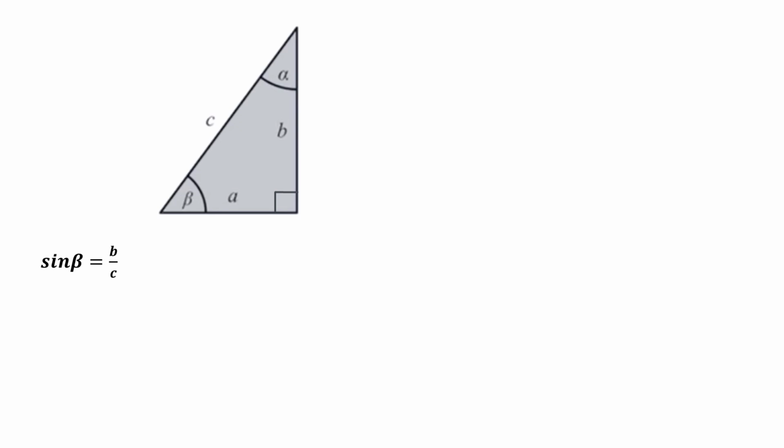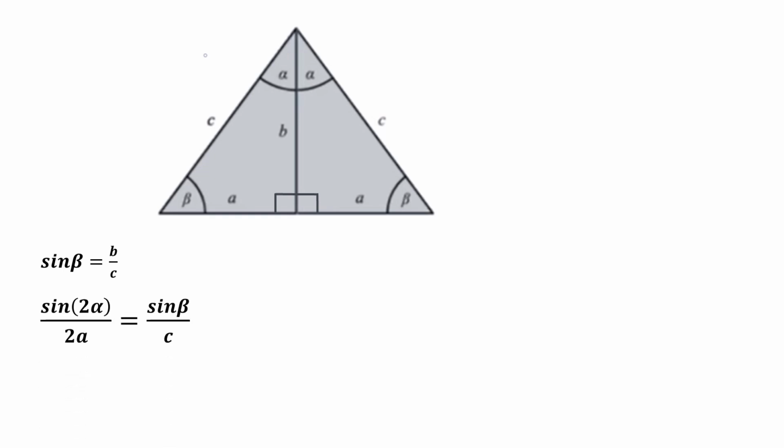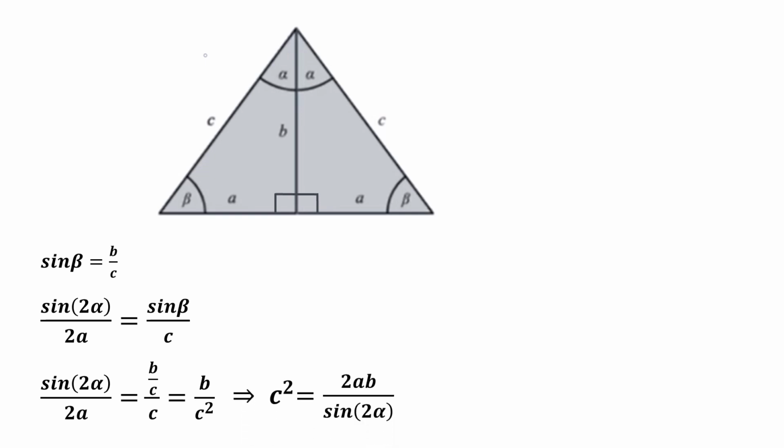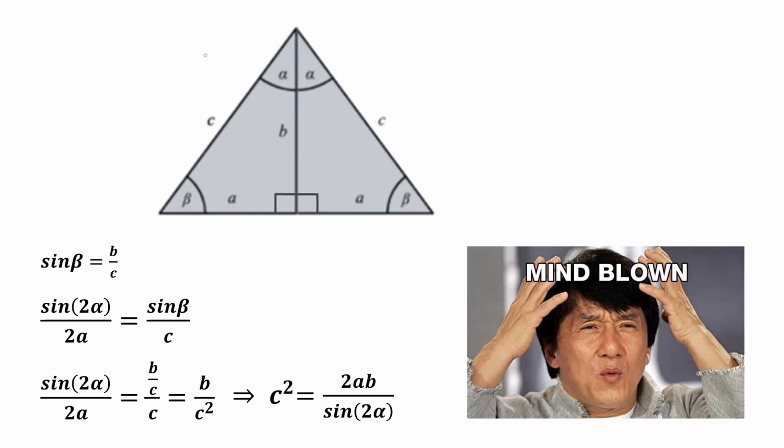Now we use the sine rule on the same triangle after it's reflected in order to describe sine 2 alpha. Don't worry, the sine rule is also not derived from the Pythagoras theorem. Doing so, we get sine 2 alpha over 2a equals sine beta over c. Since we know sine beta equals b over c, substituting it into the sine rule equation gives us sine 2 alpha over 2a equals b over c, which can be rearranged to c squared equals 2ab over sine 2 alpha. And this is how we define c squared using trigonometry.